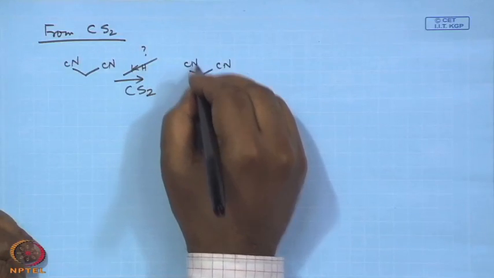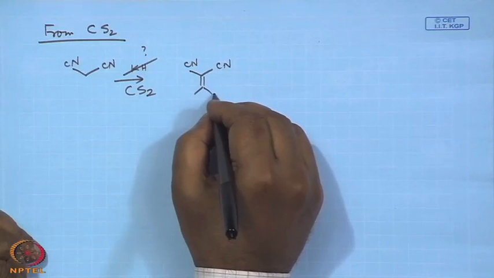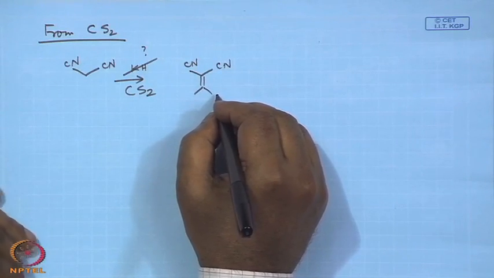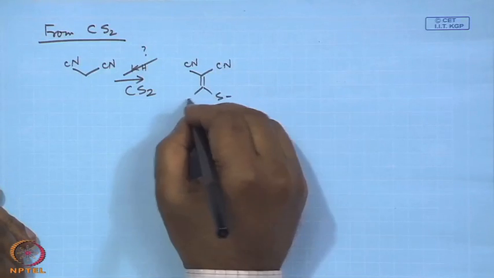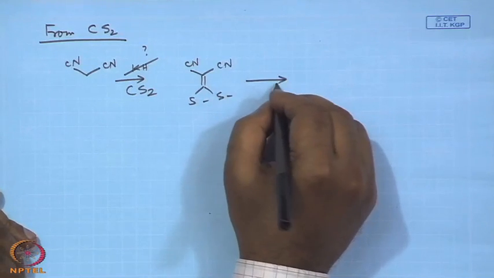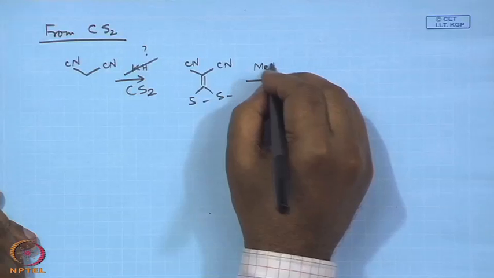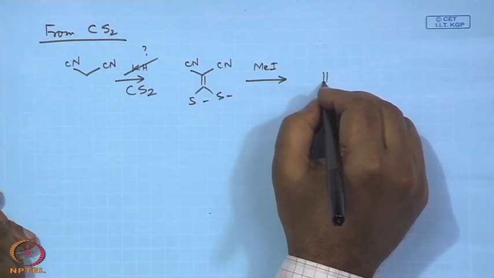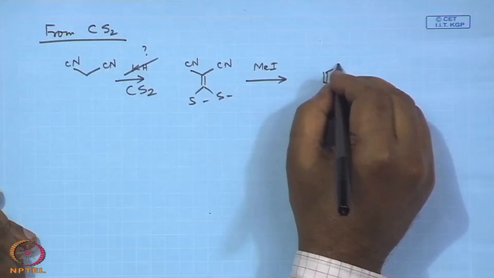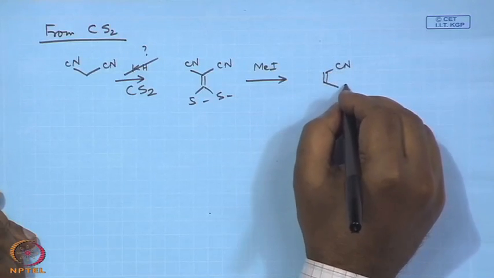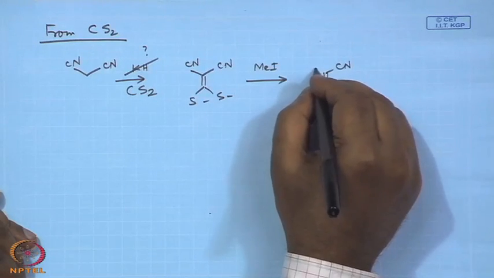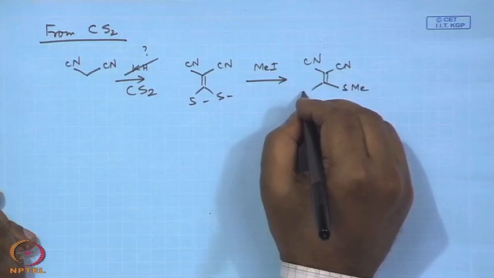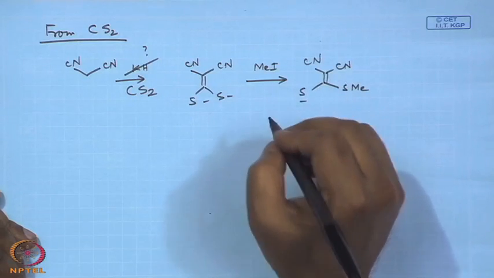So, what do you expect here? You get a kind of thioenolate. And then with an equivalent amount of alkyl iodide, in this case let us say methyl iodide, one can just selectively S-methylate one of these S minus, and the other remains as S minus.